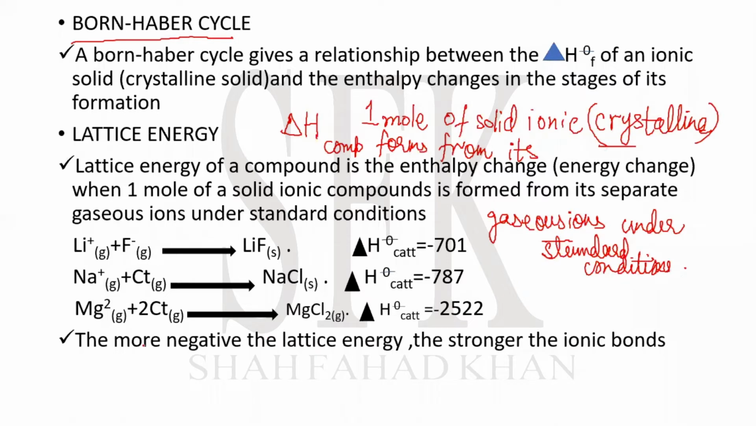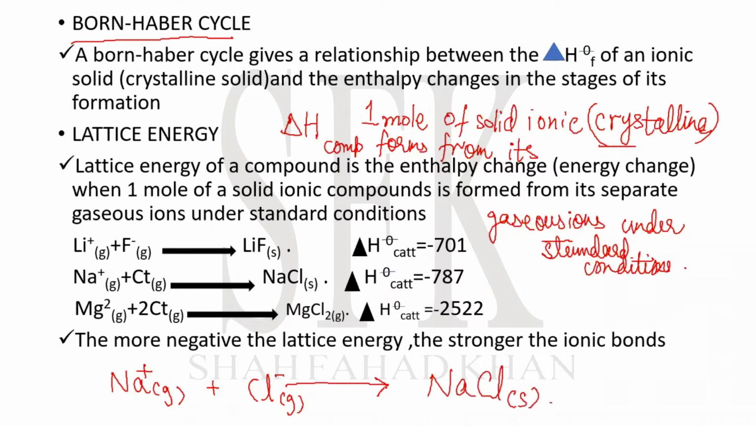So for example, sodium chloride formation. If you have sodium ions in the gaseous form and you have chloride ions in the gaseous form, they are oppositely charged, right? So obviously attraction will occur between them and they'll combine together to form sodium chloride solid, one mole of sodium chloride solid. The enthalpy change of this reaction is going to be the lattice energy of NaCl.